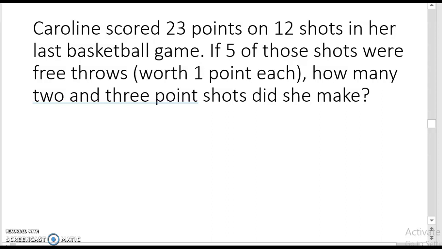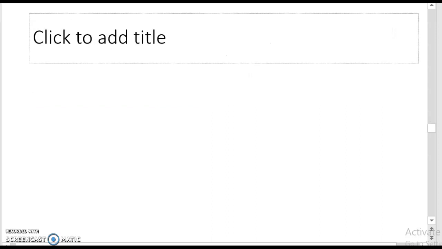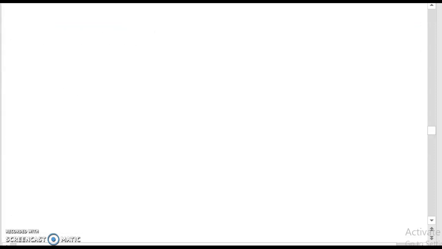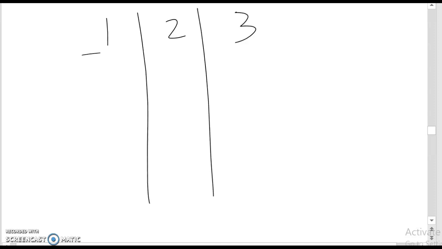Now, there are a lot of different ways you can do this. So one thing that I like to do is just create a table. So when I create a table, I want to talk about points. So I have 1 point, 2 points, and 3 points. These are the baskets that we're making.